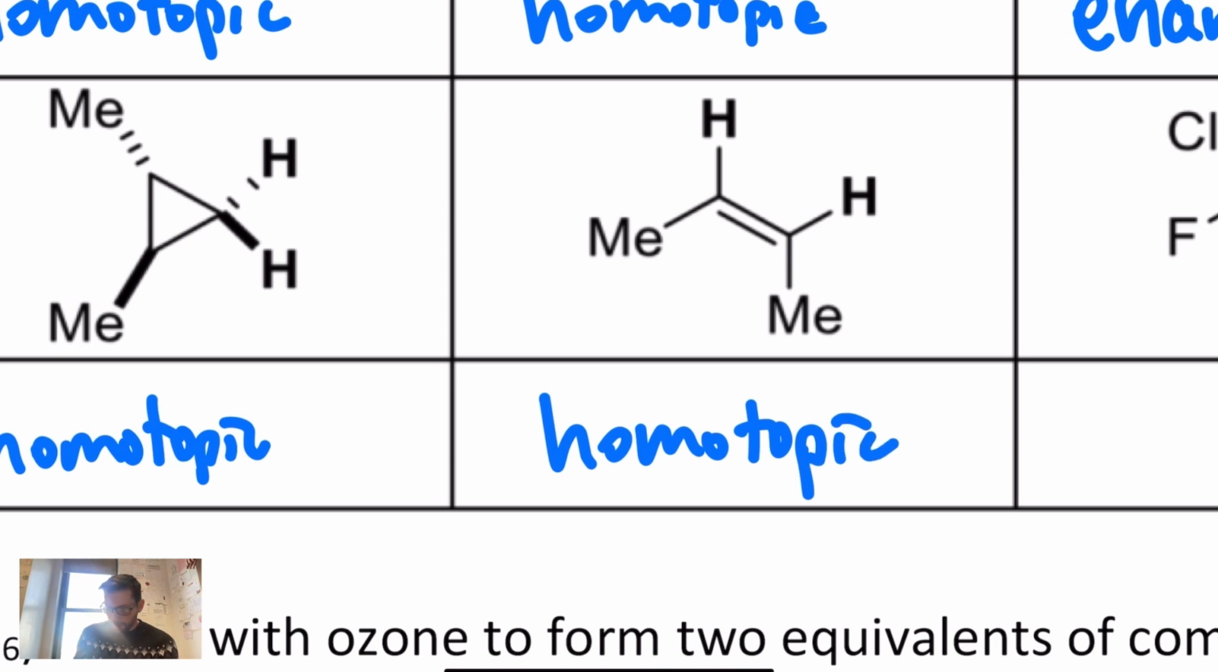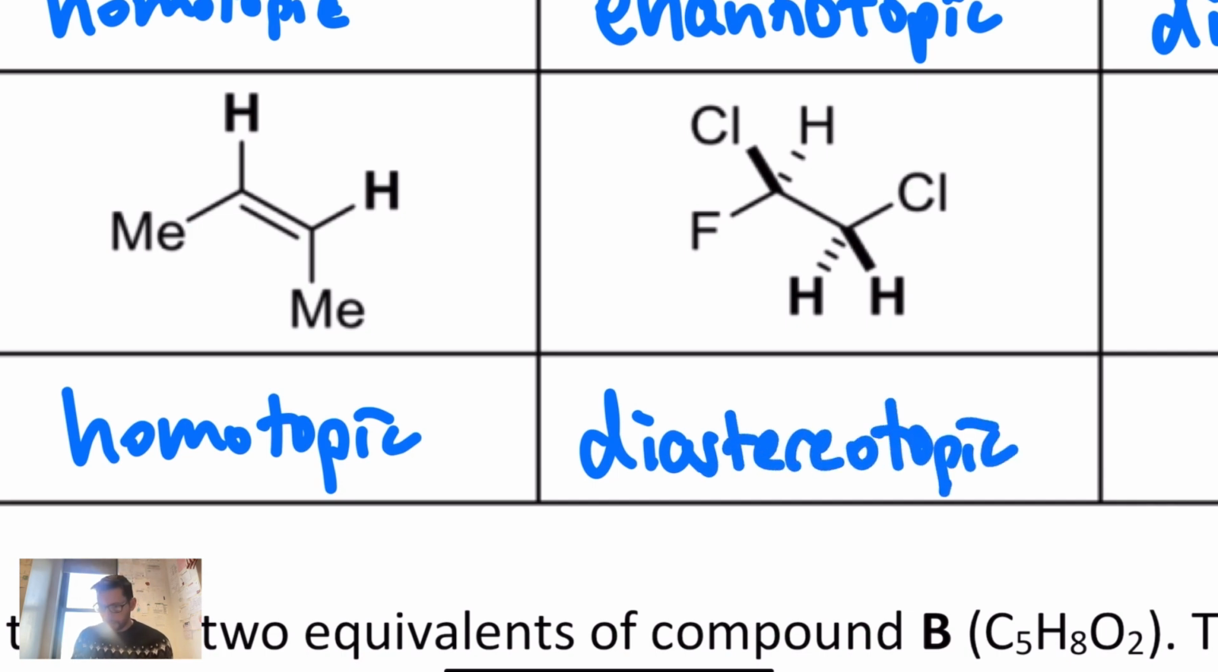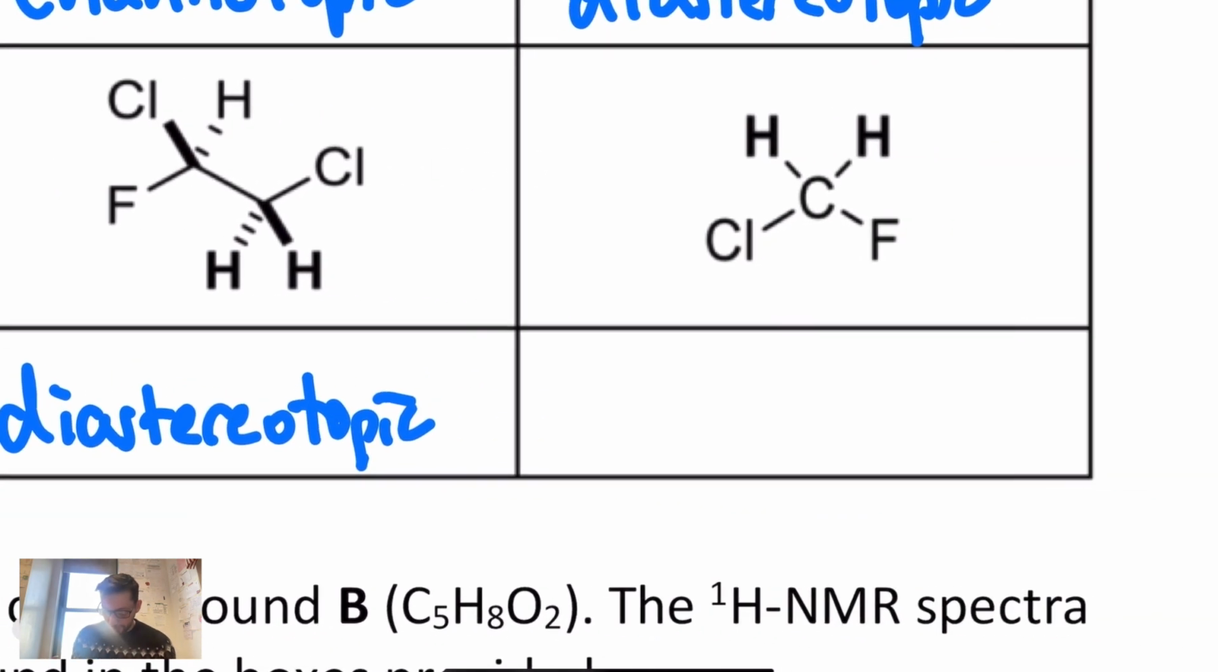But when we get to this dichloro compound, these two H's that are a little bolder than the others, those are the ones they're asking us about. If I replaced this one with an X versus this one with an X, those two imaginary structures would be diastereomers of each other. So those are diastereotopic H's. And then lastly, this chlorofluorocarbon, those are enantiotopic.